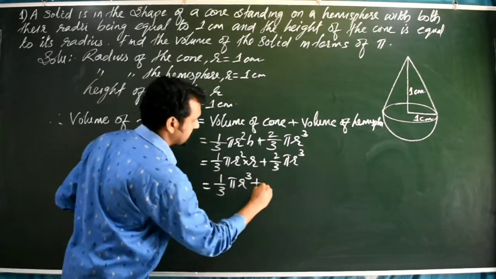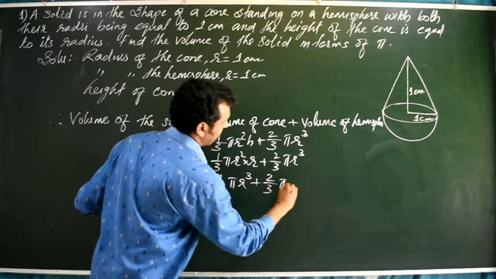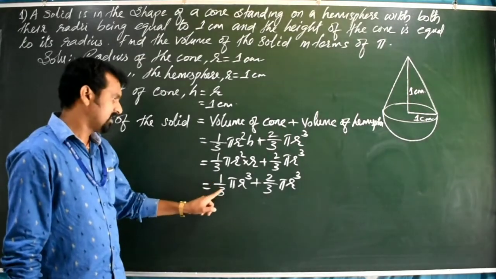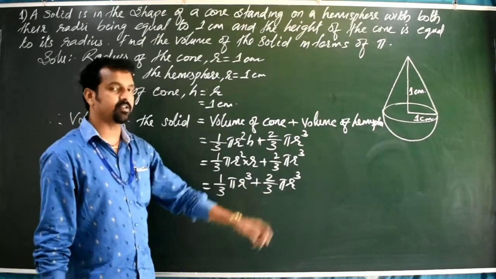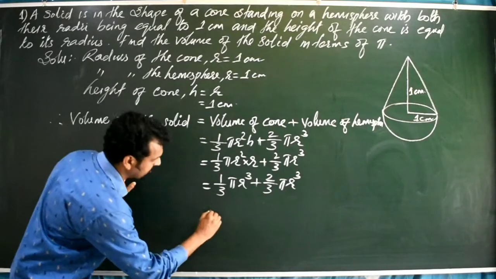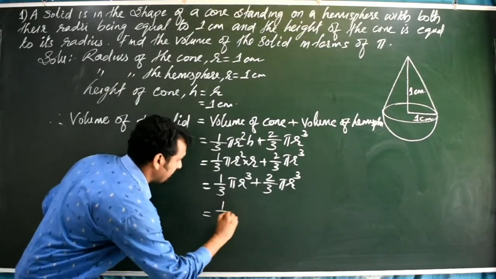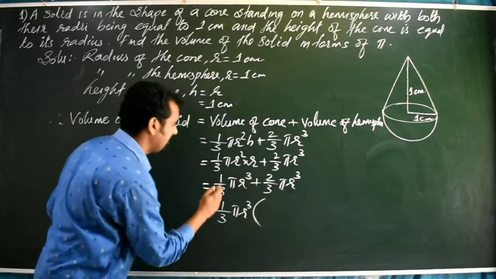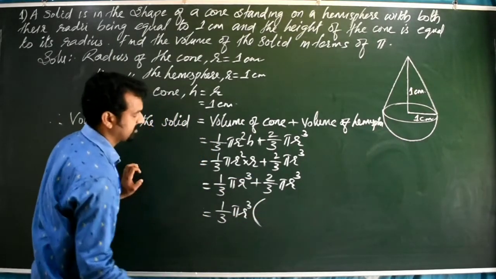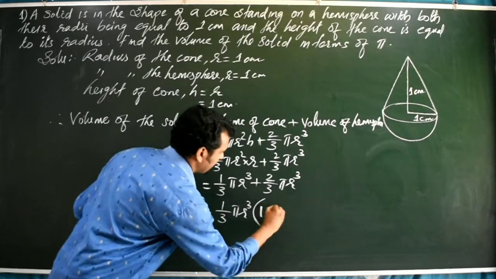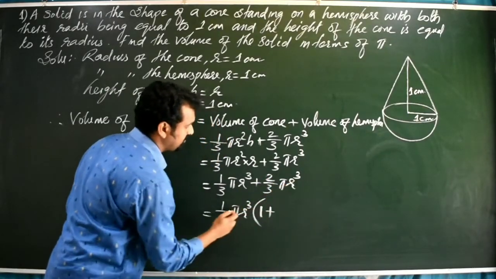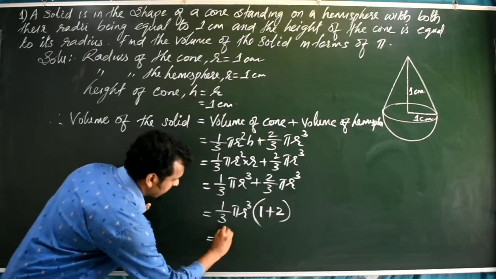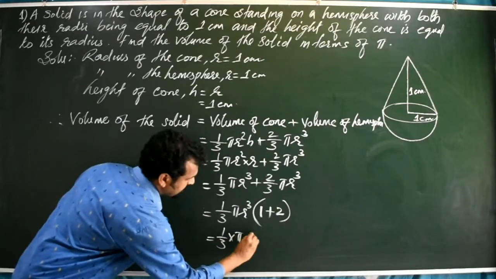r cube plus 2 by 3 pi r cube. Here what can we take out? Yes, this 1 by 3 pi r cube we can take out as a common factor. That is equal to 1 by 3 pi r cube into, remaining what is here? 1 by 3 pi r cube we have taken outside, remaining here 1 plus, 1 by 3 pi r cube taken outside, remaining what will be there? 2. Then that is equal to 1 by 3 into pi into r cube.